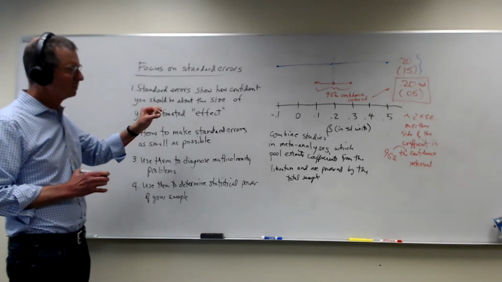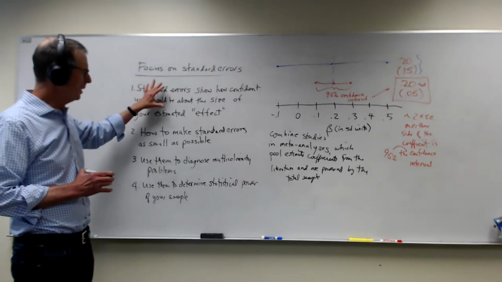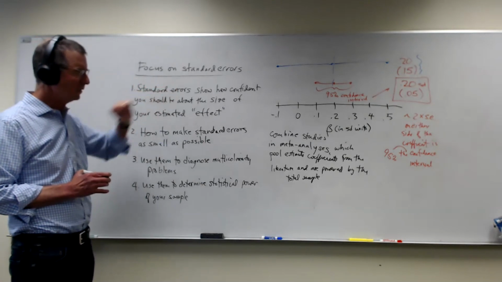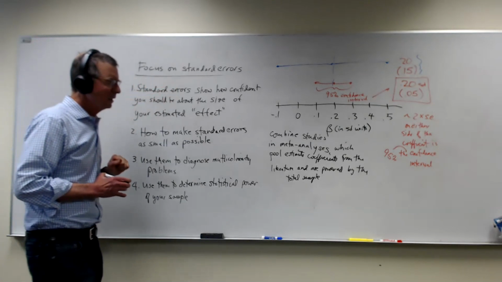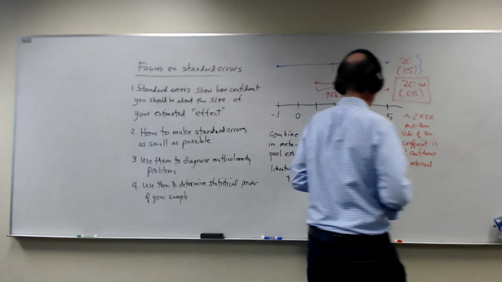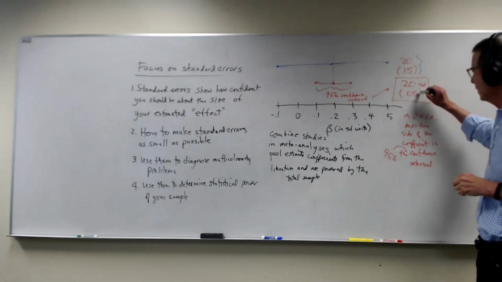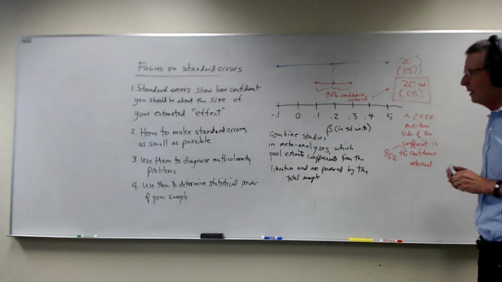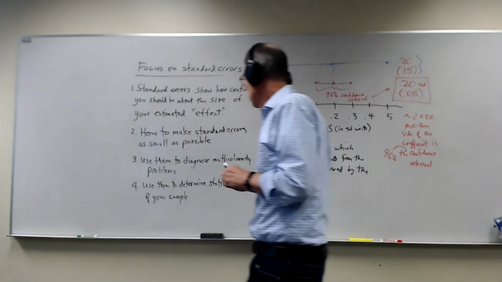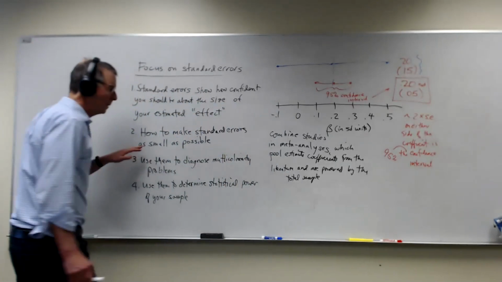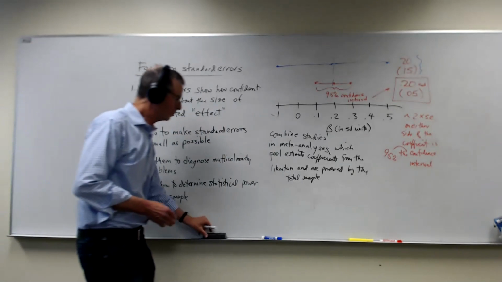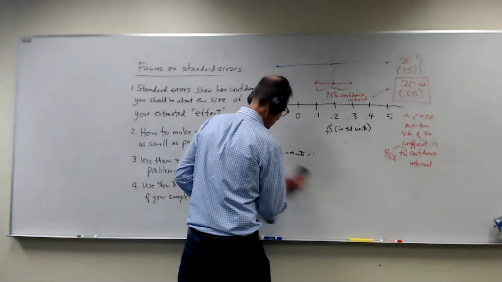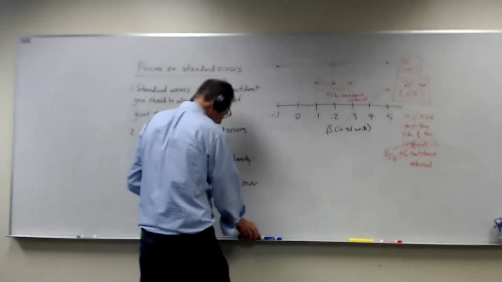So that's how to think about the use of standard errors in showing how confident you are that the effect you're estimating is real. It should be obvious that there's every advantage to having a smaller rather than larger standard error. And that raises the second question, how to make standard errors as small as possible. And we'll talk about two ways here.